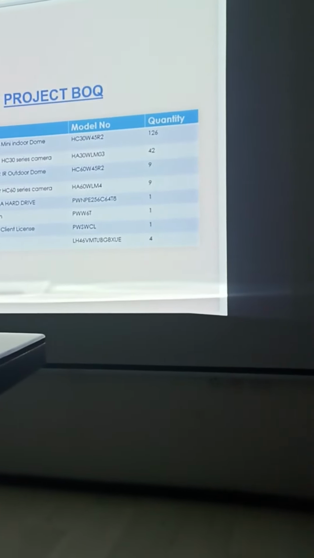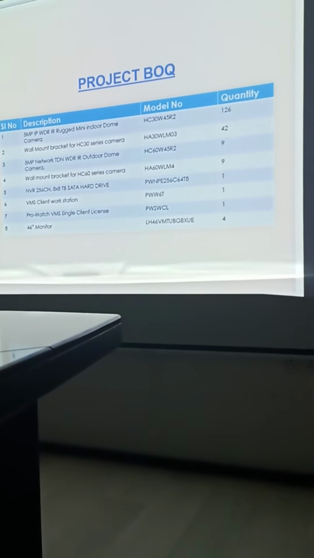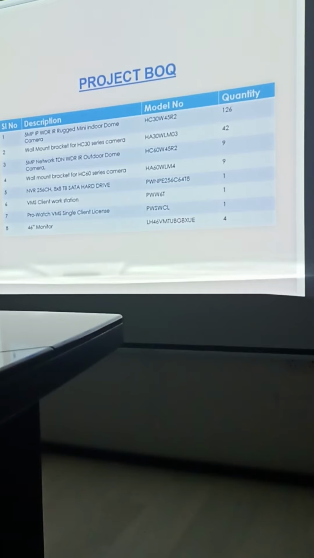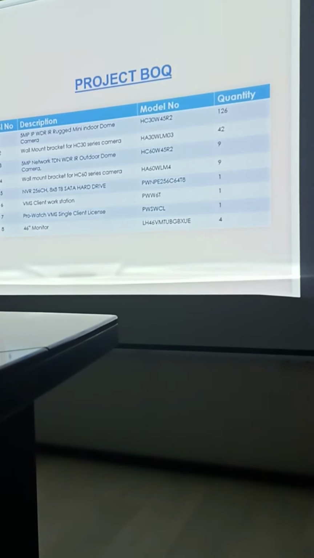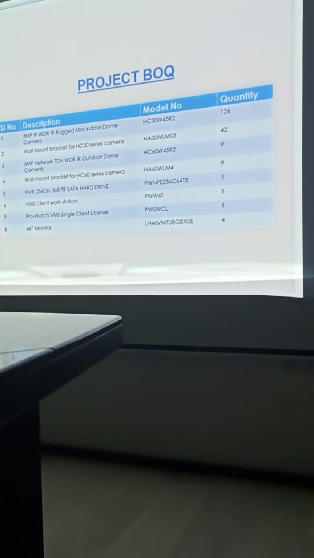And the second one is the bracket for the camera. And the other one is the second type of camera which we use for outdoor purpose, and its bracket. The specification difference is only that the outdoor cameras are IP66, and the rest are of the same megapixels, inbuilt IR and WDR. And the fourth point is the wall mount for the outdoor camera, and this is the NVR 256 channel. It will support 256 cameras, and we have a hard drive of 64 terabyte.